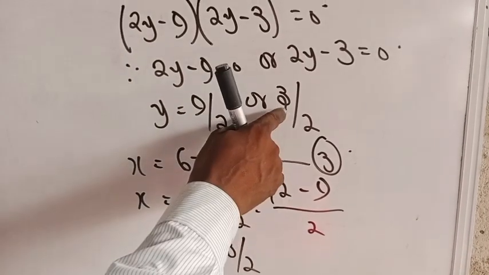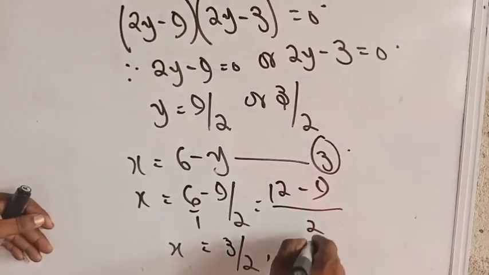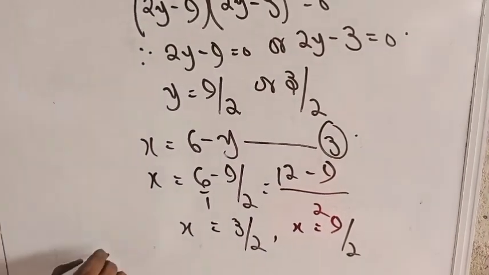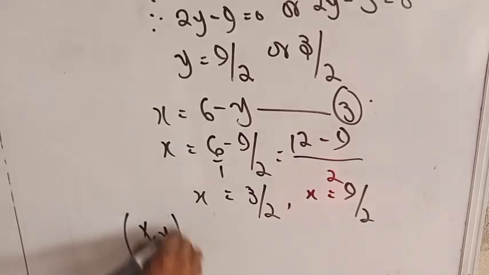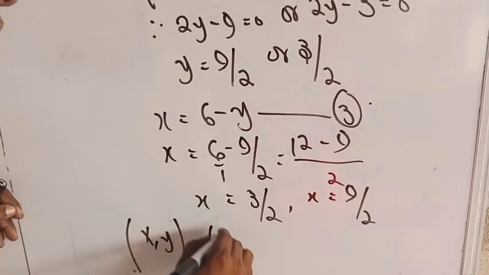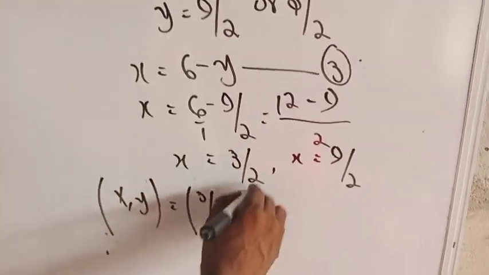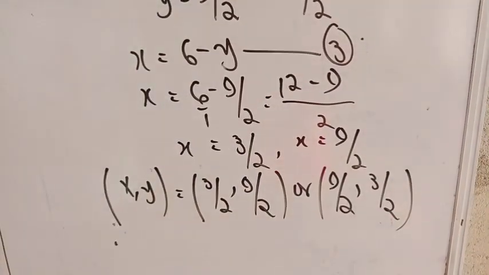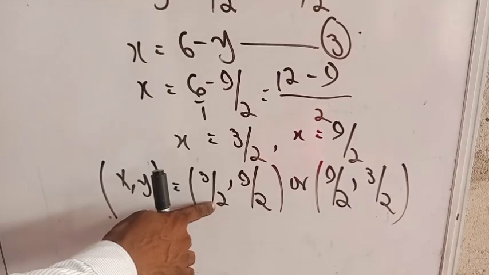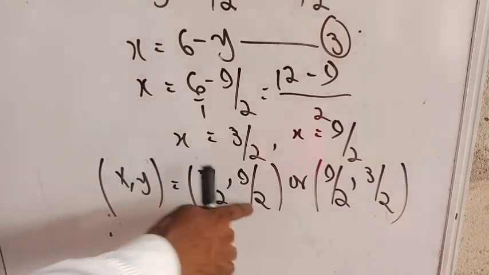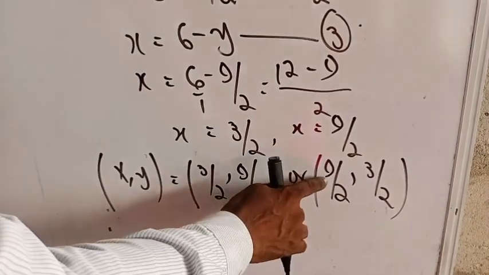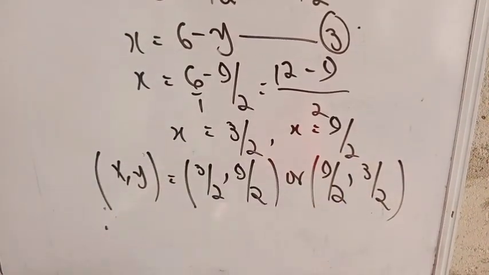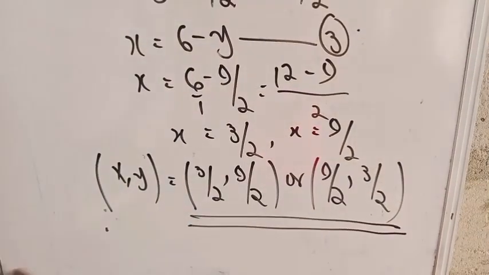So if we do the same for y equals 3 over 2, our x will give us 9 over 2. So we can see the two children, which is x comma y, could be 3 over 2 comma 9 over 2, or it could be 9 over 2 comma 3 over 2. That is to say, if the first child has 3 over 2 of the acres of cocoa, the second child has 9 over 2 of the acres, or the first child has 9 over 2 of the cocoa, and the second child has 3 over 2 of it. So this is the result, the share each child has.